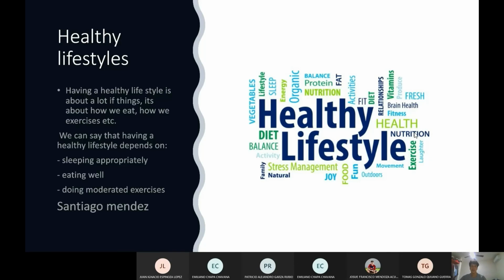Healthy lifestyle. Having a healthy lifestyle is about a lot of things. It's about how we eat, how we exercise, etc. We can say that having a healthy lifestyle depends on eating well and doing moderate exercise.